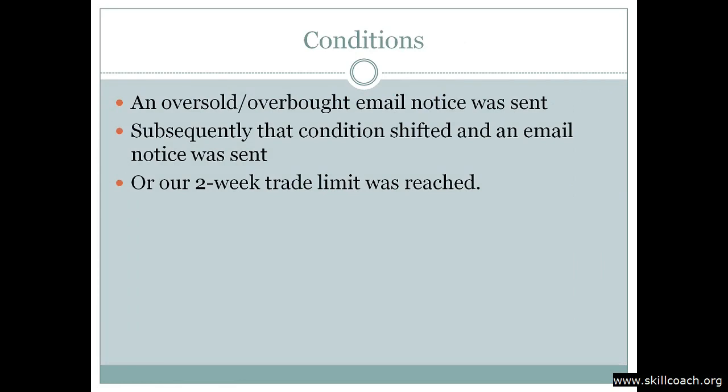So the conditions for this performance metric are that an oversold or overbought email notice had to be sent, and that subsequently either that condition shifted from, say, overbought to oversold. If the initial email was overbought and it shifted to oversold, that notice would then have triggered an email and signaled to close that position. Either the condition shifted or our 2-week trade limit duration was reached. So either the condition shifted or the duration was reached. Those are our sell signals for this.